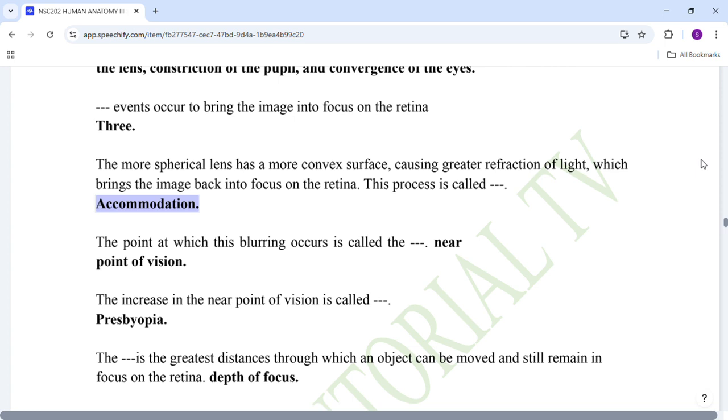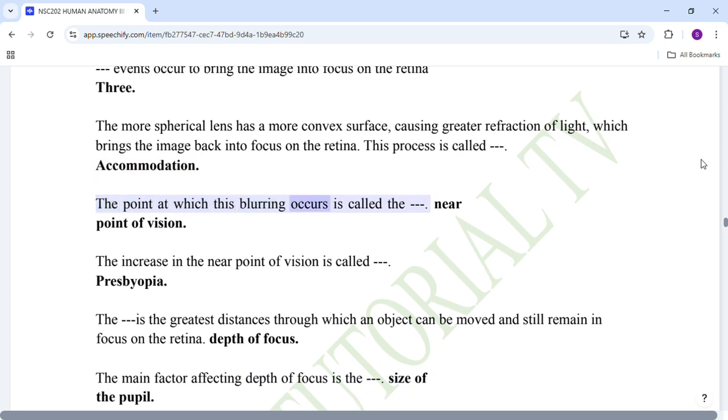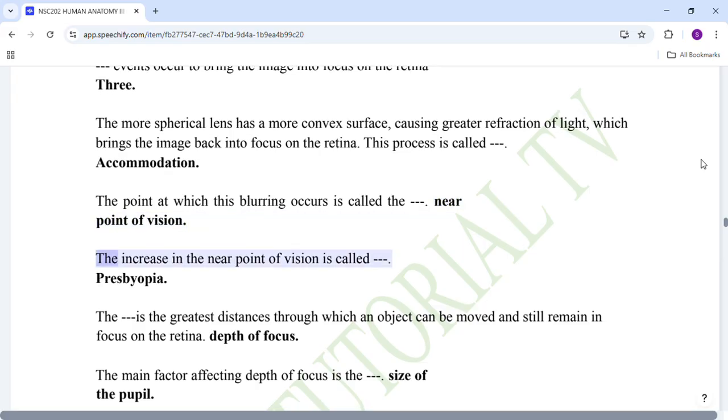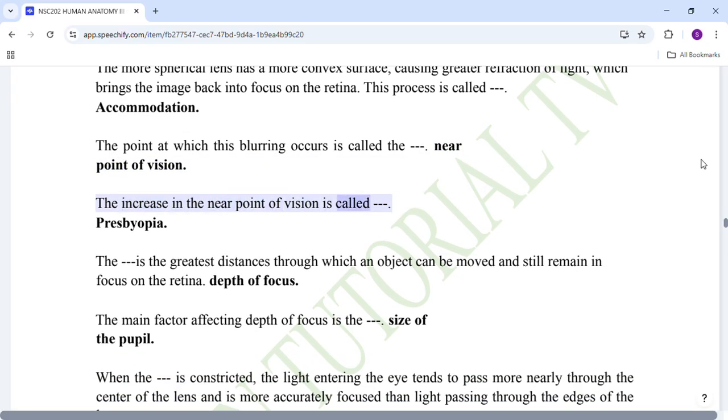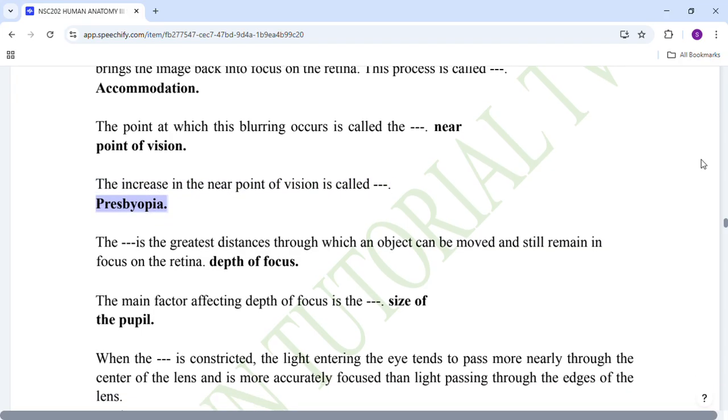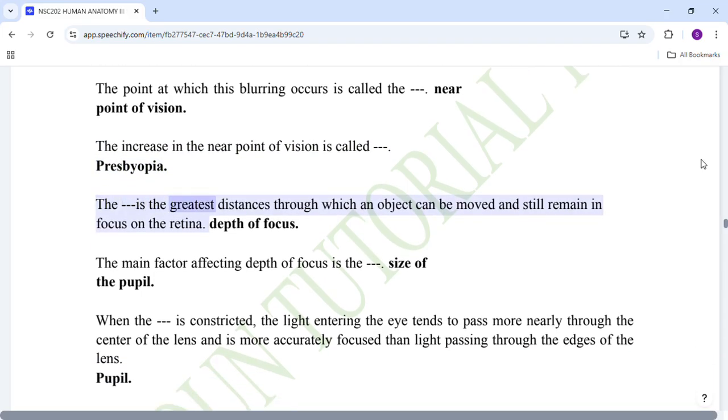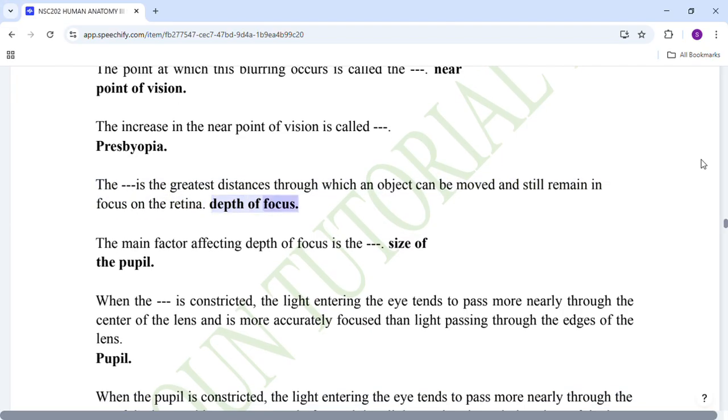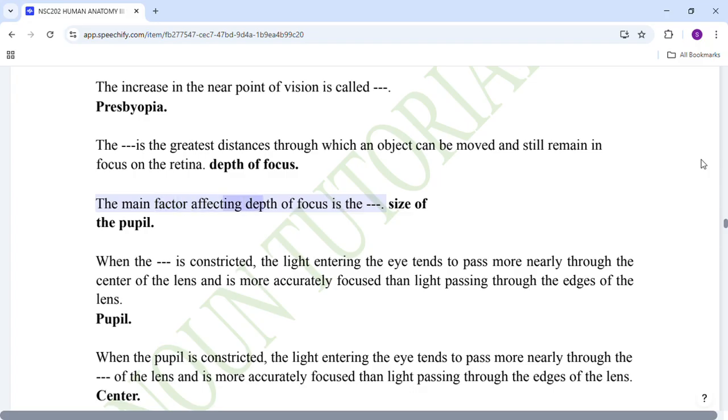The point at which this blurring occurs is called the near point of vision. The increase in the near point of vision is called presbyopia. Depth of focus is the greatest distance through which an object can be moved and still remain in focus on the retina. The main factor affecting depth of focus is the size of the pupil.